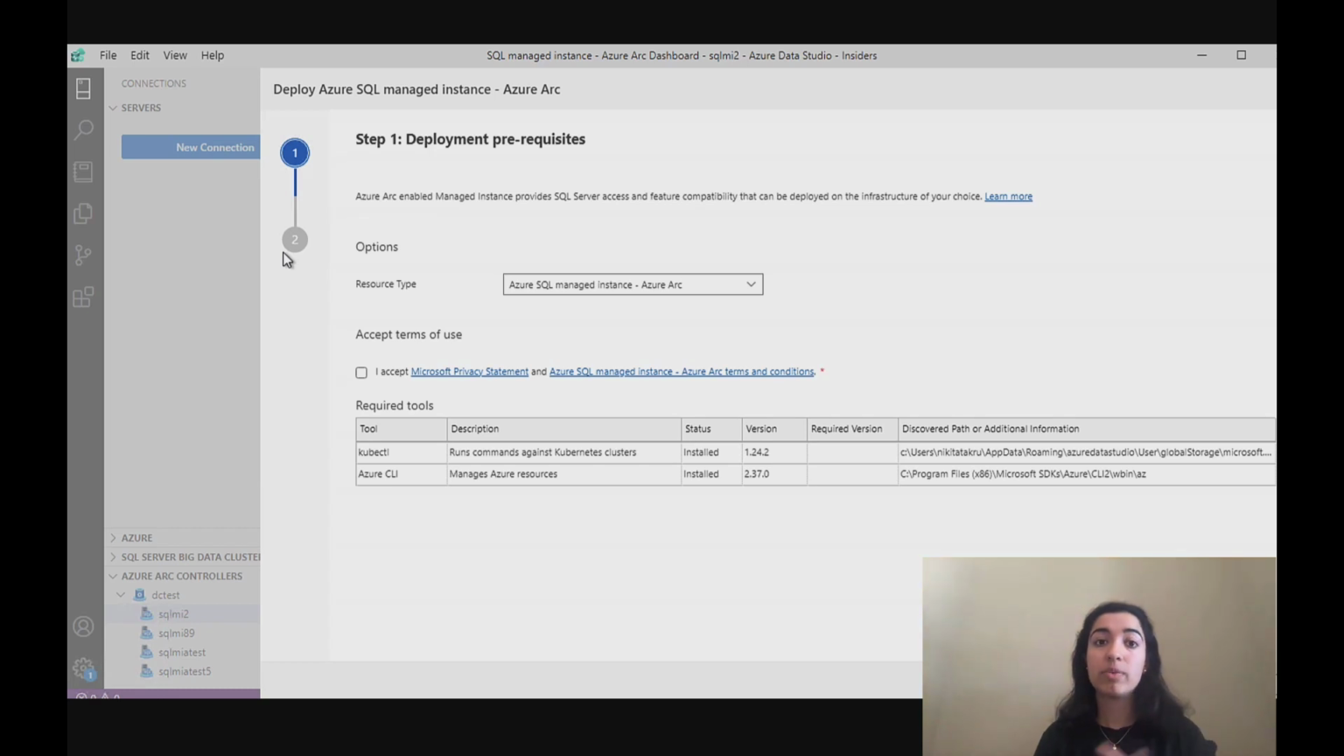So as you can see, we took a look at all three of the tools today. We went through the deployment process in the Azure portal. We connected to Azure Data Studio, and you can use the AZ CLI as well. We used kubectl to view the data controller and check the state, but that is also another option.